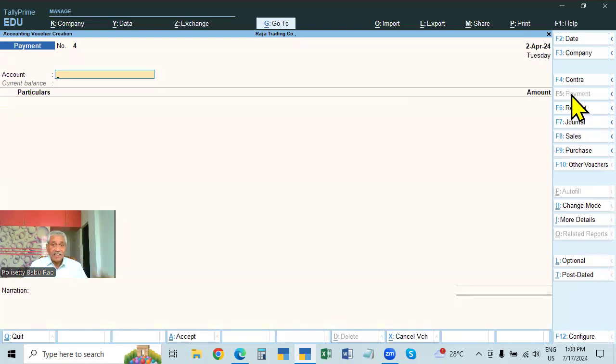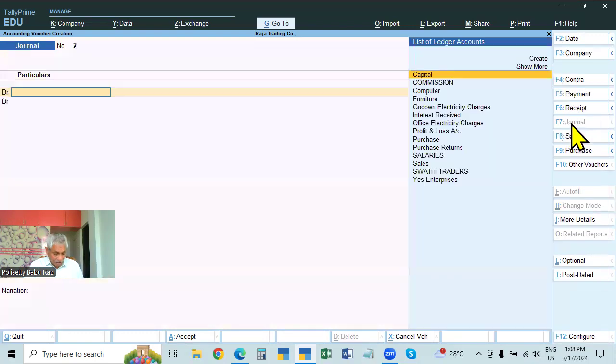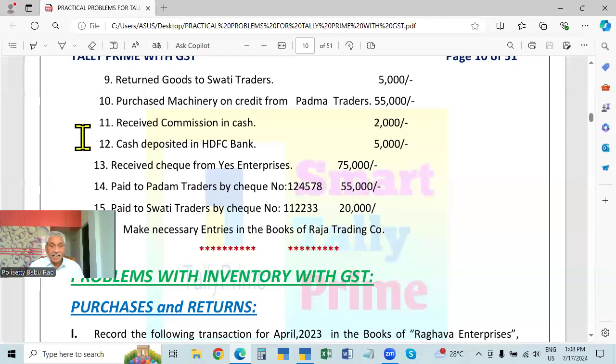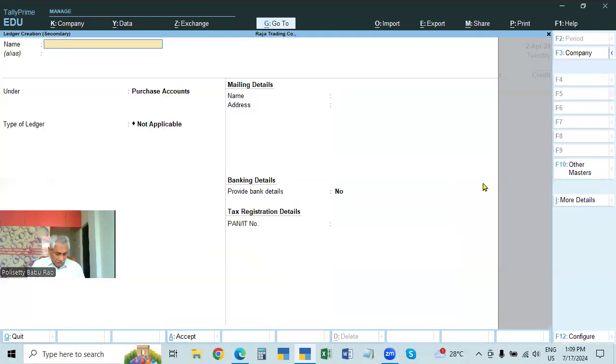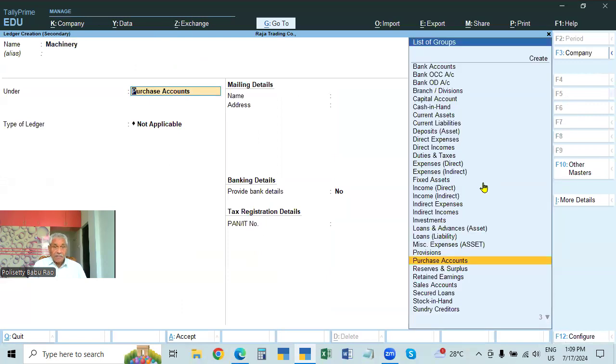And we have not paid cash. It is on credit. That is in the journal only. Journal means only double entry. So here, purchase machinery from Padma Traders. So debit: what did you purchase? Machinery. So machinery is coming in. We have to create the machinery account, it is not there. Machinery, it is a fixed asset.